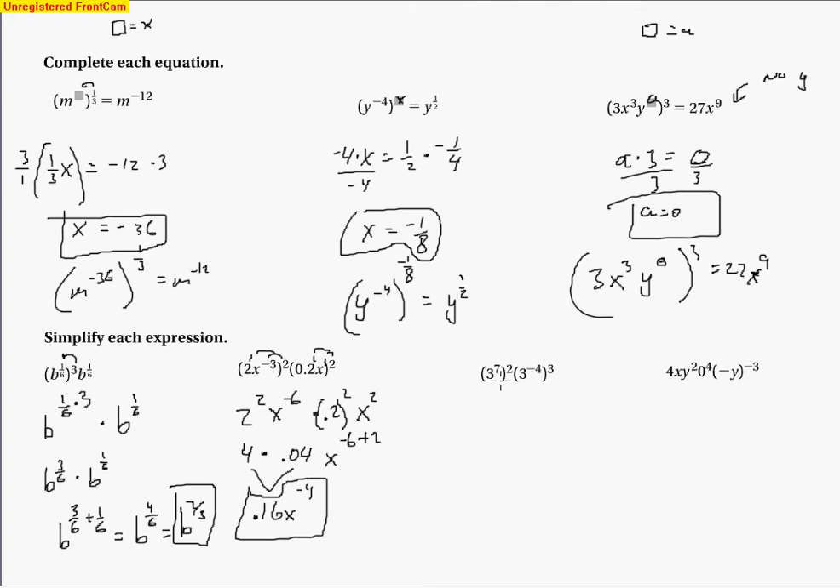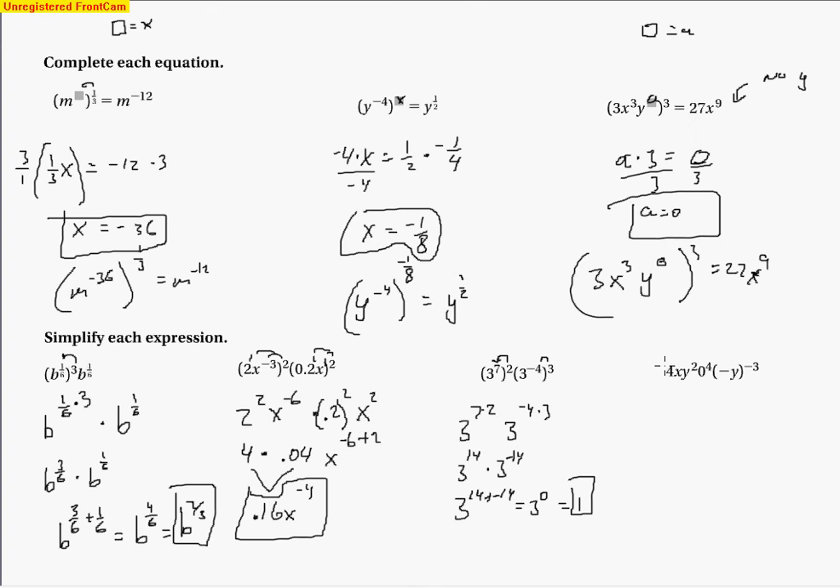Now looking at the next problem here, 3 to the 7th power, and it's all raised to the 2nd. So it makes 3, and 7 times 2. Same thing here. I have 3 to the negative 4 times 3. So this makes 3 to the 14th times 3 to the negative 14th. So when I add up those exponents, I end up getting 0. So anything to the 0 power is just 1.